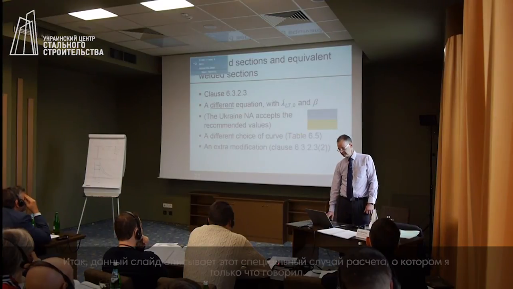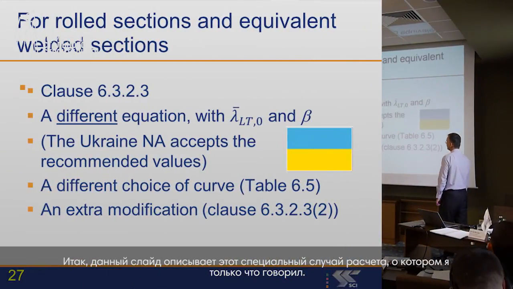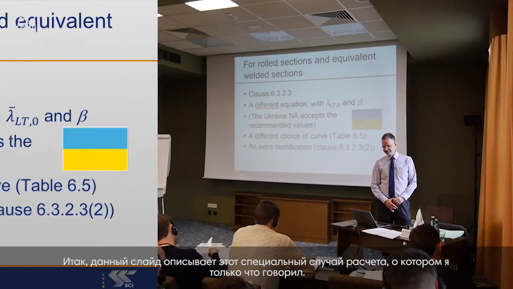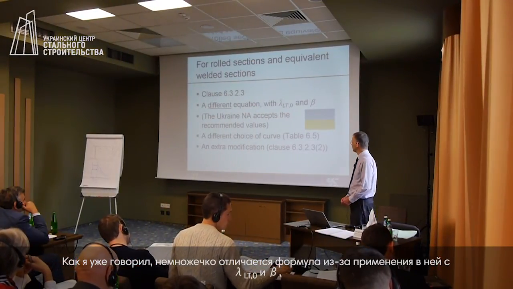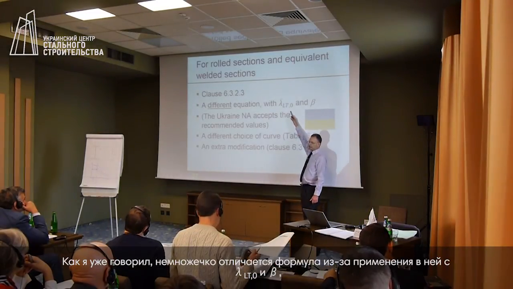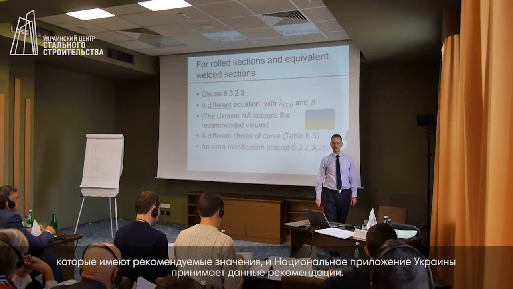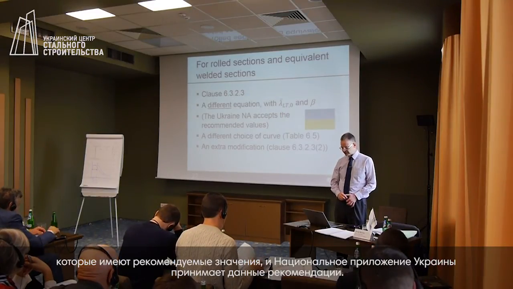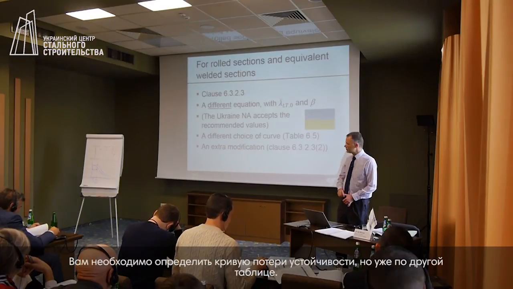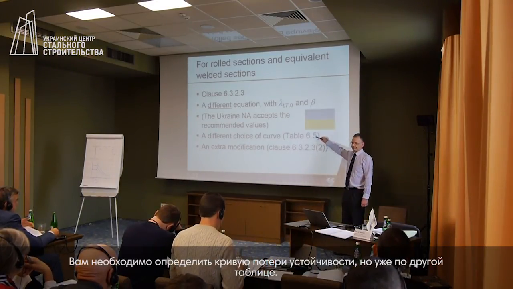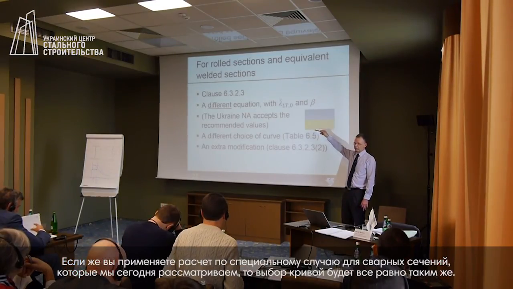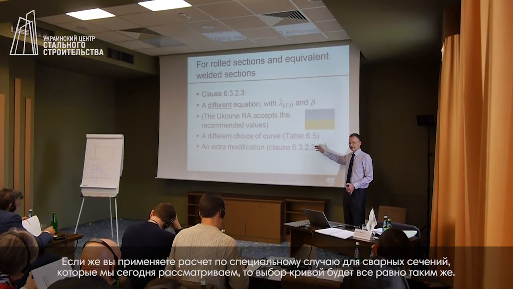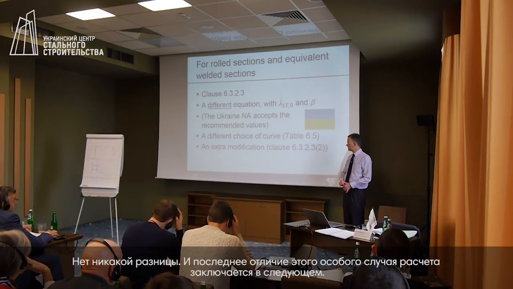So, this slide covers the special case, and it's a reminder of the things that I have said. A slightly different expression with lambda bar LT0 and beta, with recommended values for those two variables, and the Ukraine National Annex accepts the recommended values. You must choose your curve from a different table if you use the special case, but for welded sections, which is what we are considering today, the choice of curve is exactly the same. So maybe no difference there.